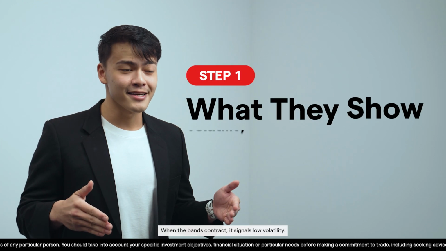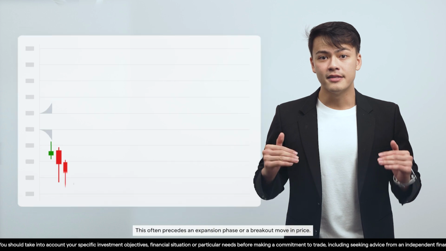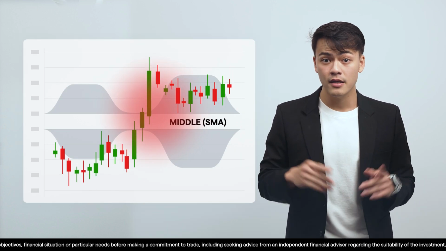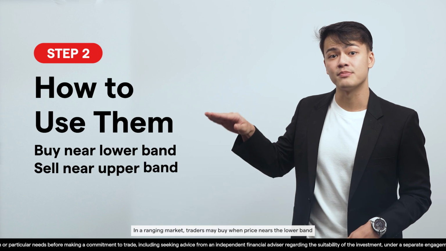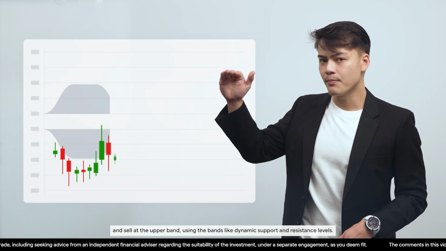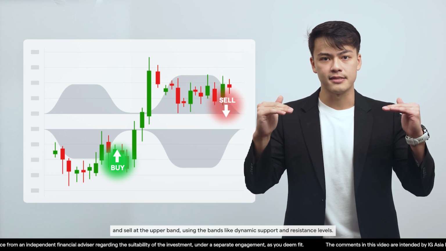When the bands contract, it signals low volatility. This often precedes an expansion phase or a breakout move in price. In a ranging market, traders may buy when prices near the lower band and sell at the upper band, using the bands like dynamic support and resistance levels.